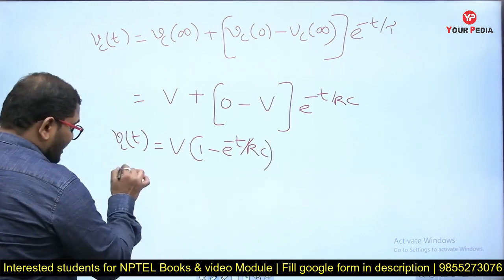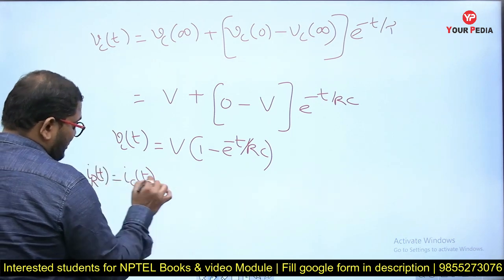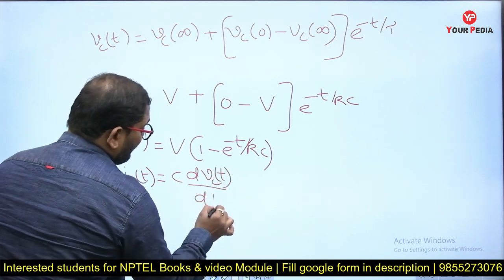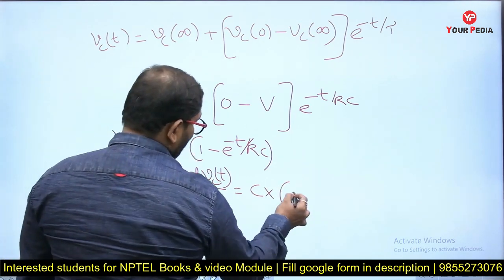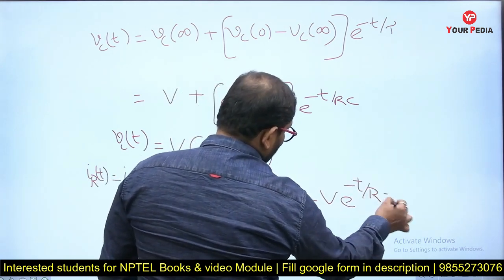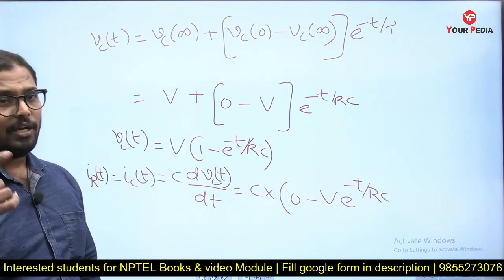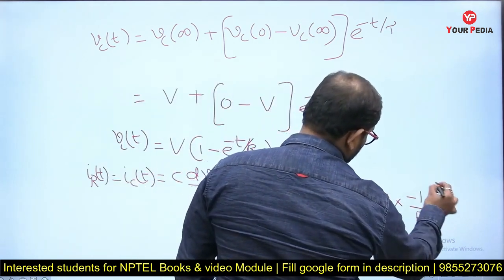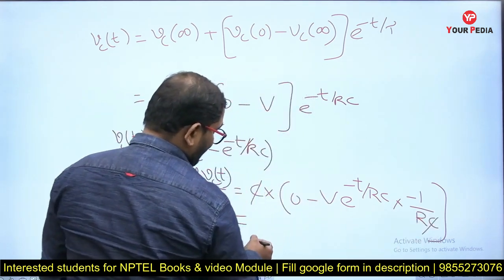This is the expression. What is the capacitor current? IC of t, that is IR of t, the resistor current, which is equal to the capacitor current. It is C into dVc of t by dt. If you differentiate this expression, what will you get? Differentiation of the constant is 0, minus the differentiation of e power minus t by RC. The derivative of e power minus at is e power minus at into minus a. What is the minus a here? Minus 1 by RC. So what is this value? C gets cancelled. So finally, what is the expression you will get?